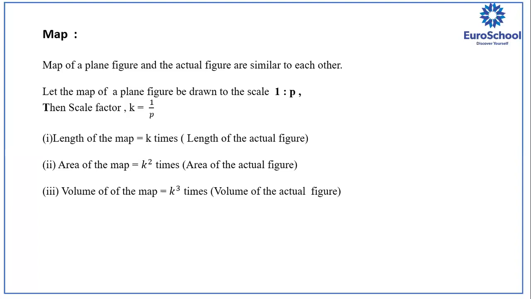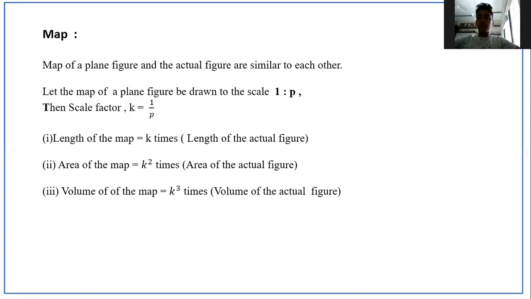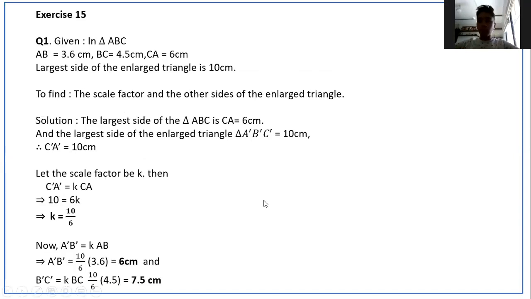If your denominator is greater than the numerator, it's always a reduction, because the moment you divide, you will always get the answer in decimals. So it's a case of reduction, because 1 means the actual figure, less than 1 means reduction, and a value greater than 1 means enlargement. So here everywhere I have written 1 by p. 1 by p means the map is always less than the actual figure. Understood? Yes, ma'am. Shall I move to the next slide? Yes, ma'am. Let's start with the exercise.